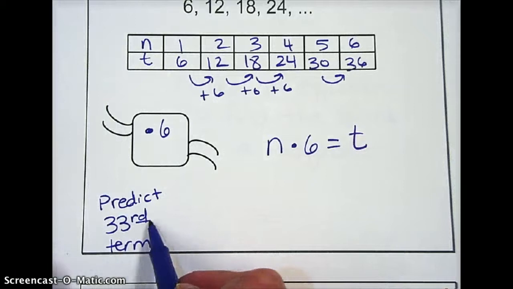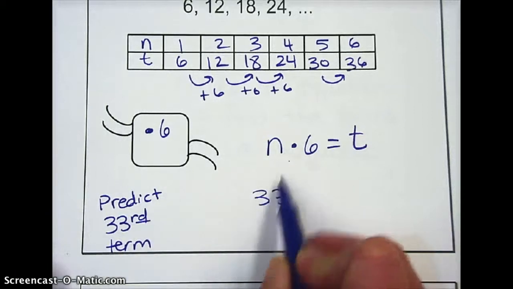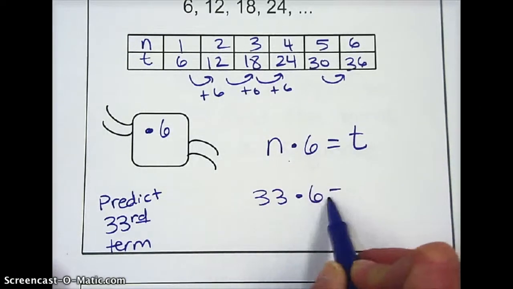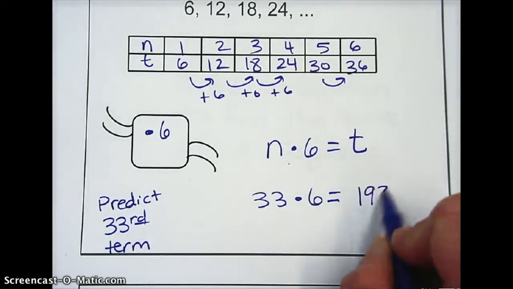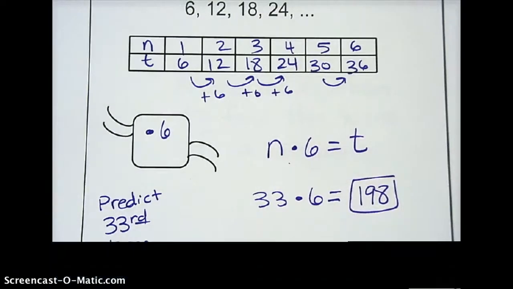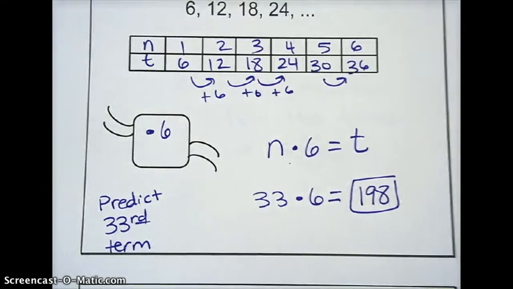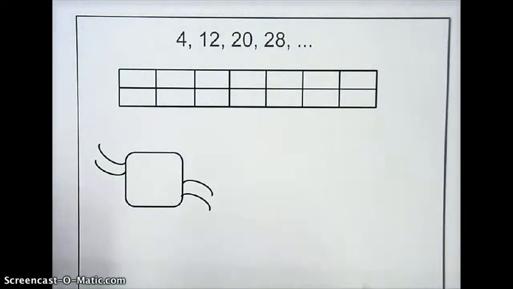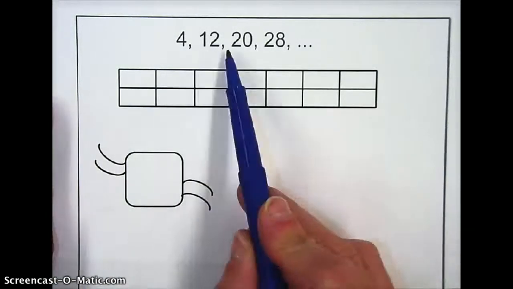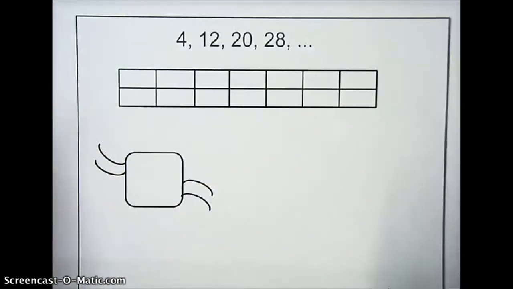So the 33rd term, 33 times 6. I'm cheating and using a calculator right now. I got 198. So that should be the 33rd term. Okay, I have one more for you to try. That guy right there. So there's my sequence, 4, 12, 20, 28. Pause the video, try it yourself.